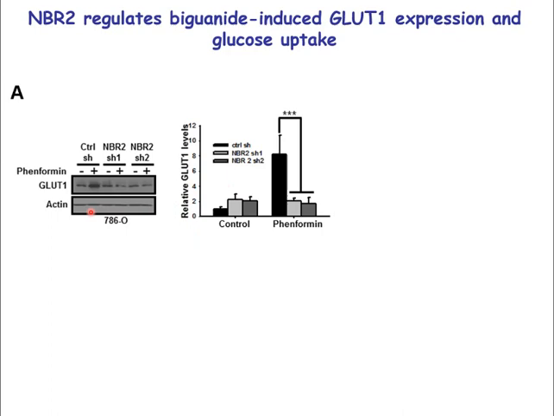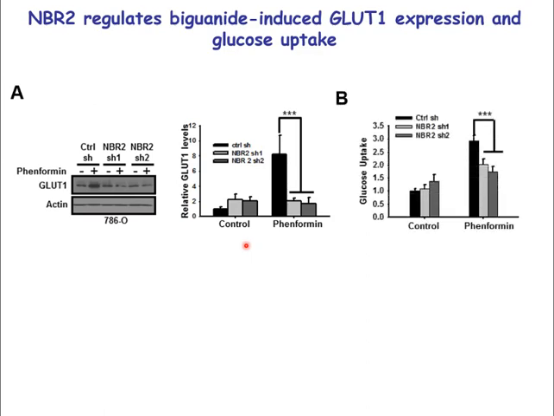But what we found is that this upregulation of GLUT1 upon phenformin treatment is almost abolished in those MBR2 knockdown cells. You can see very clearly that there is no increase whatsoever in phenformin-induced GLUT1 expression. And because GLUT1 plays an important role in glucose uptake, we also show that MBR2 knockdown can downregulate phenformin-induced glucose uptake.